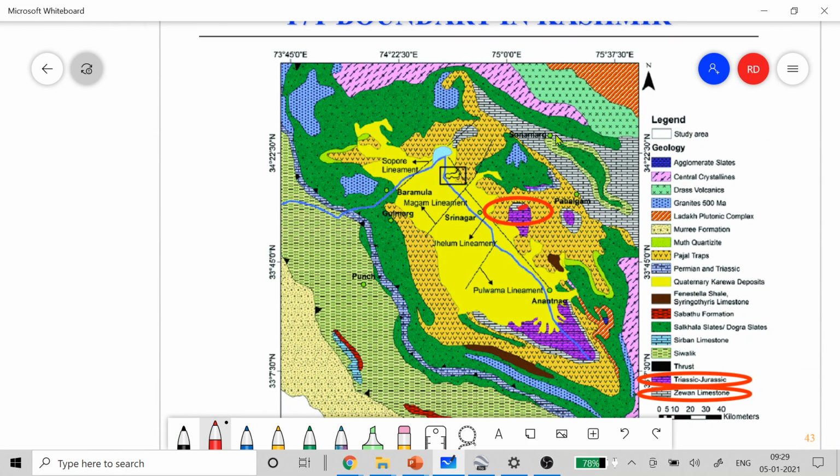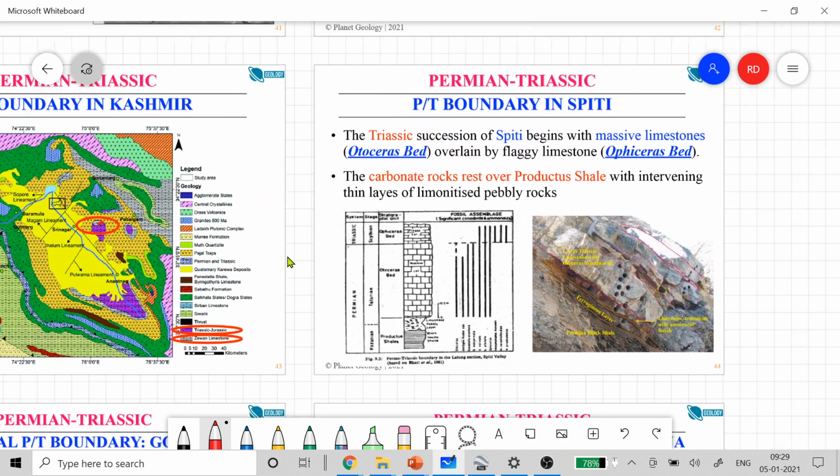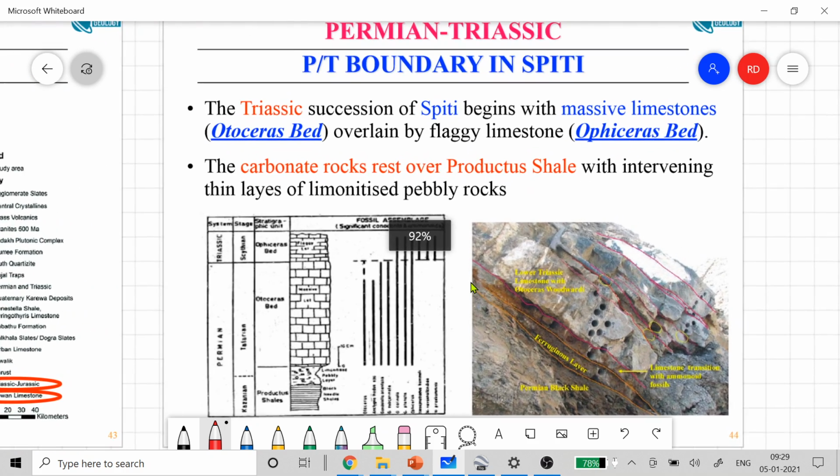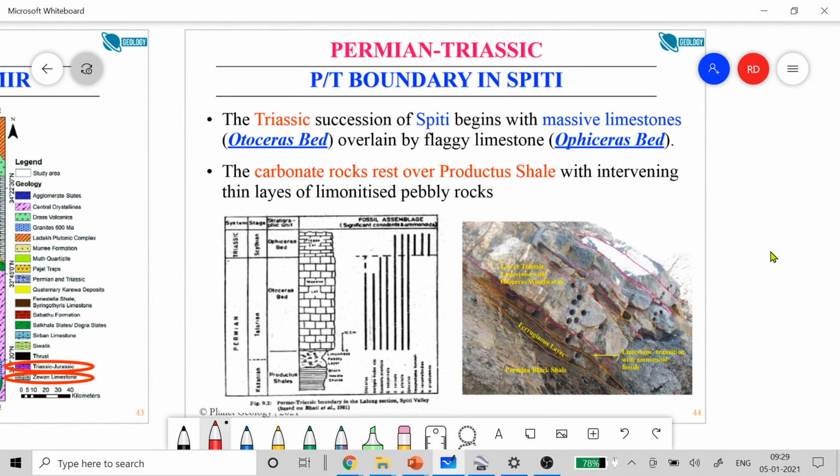Near Sonmark, you don't see the boundary. You only see those minerals. No, not the Mesozoic, but the Zivan limestone, which is again Permian in age. Now, in Spiti, this boundary. So the best example is in the Gurial ravine section in Kashmir. You also see it in Spiti.